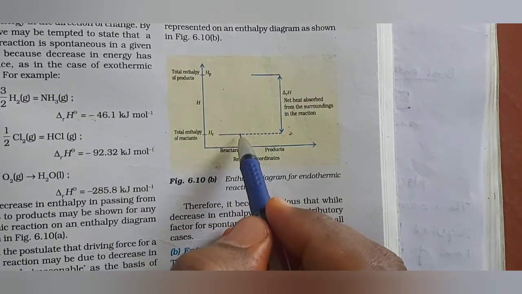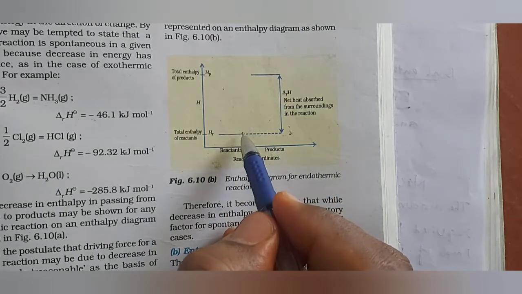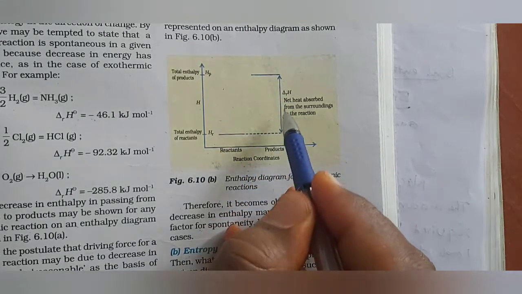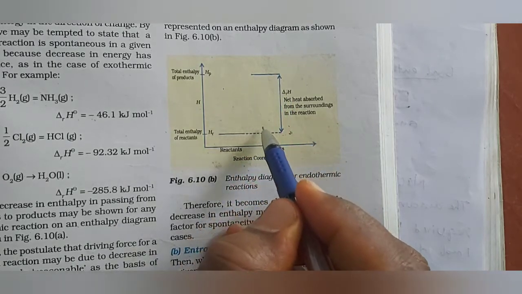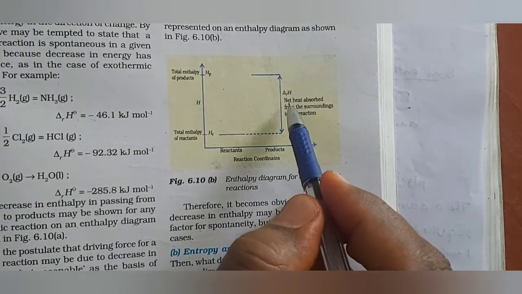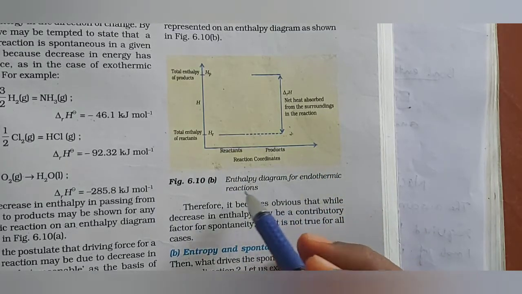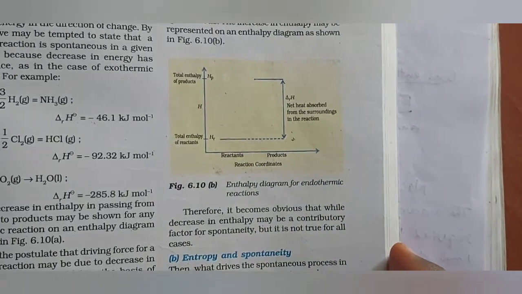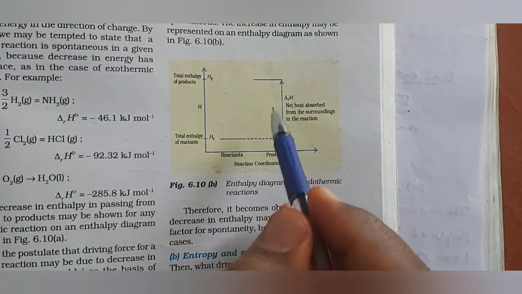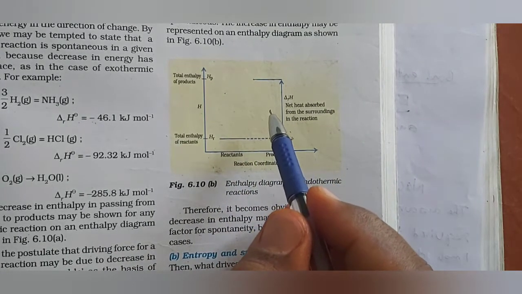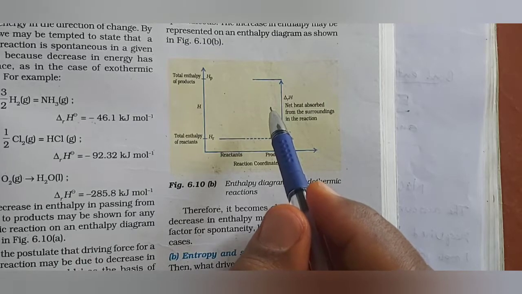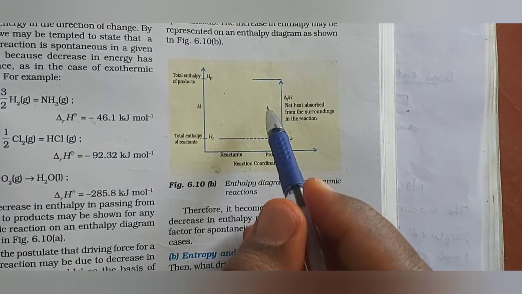Then reactants are going to be converted to products by the absorption of energy. This much amount of energy is going to be absorbed. Net heat is absorbed from the surroundings in the reaction. This is the enthalpy diagram for endothermic reactions. Every time we have to supply energy for endothermic reactions. That's why these are non-spontaneous when compared to exothermic reactions. But some endothermic reactions are also found to be spontaneous.